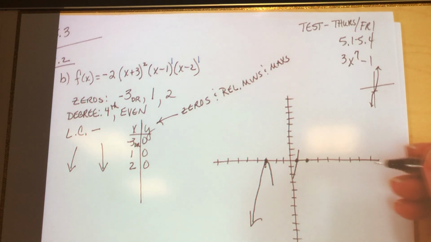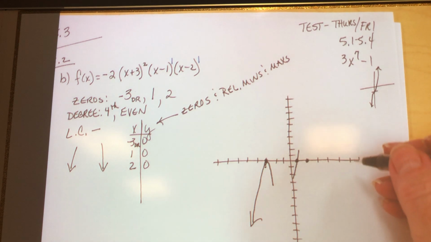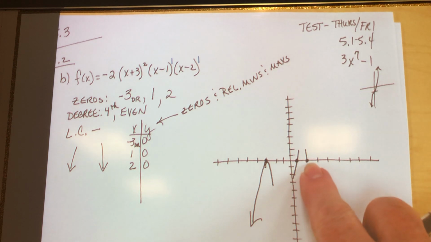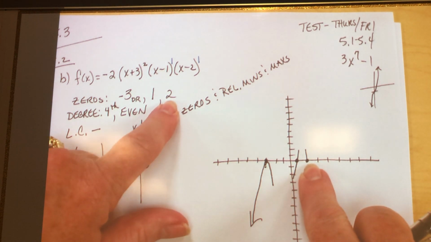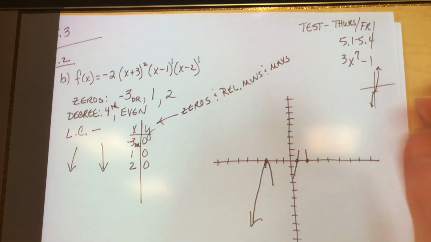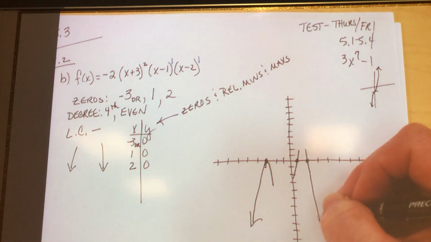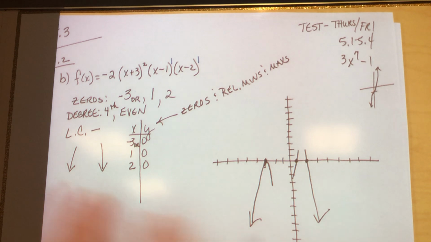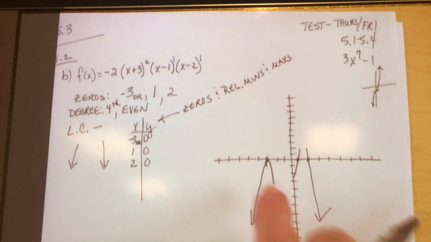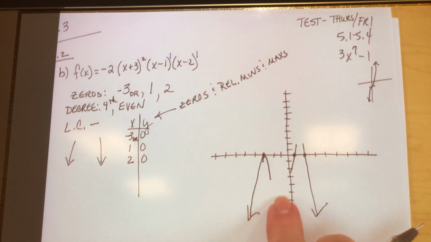Don't know how high. But I do know what? He has to come back down because he has to hit that guy again. This is my 2. His multiplicity is also a 1. So he crosses it and keeps going down. Okay, so what do I need to do on my calculator? Find this relative min and find that relative max.